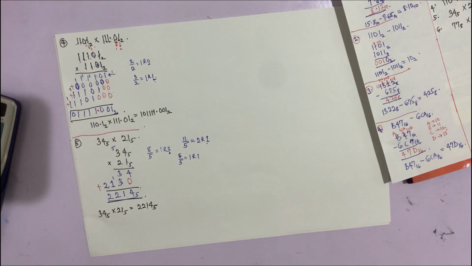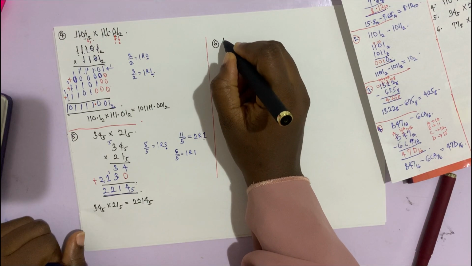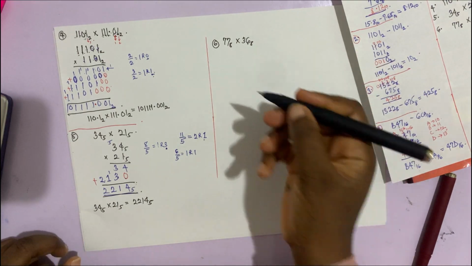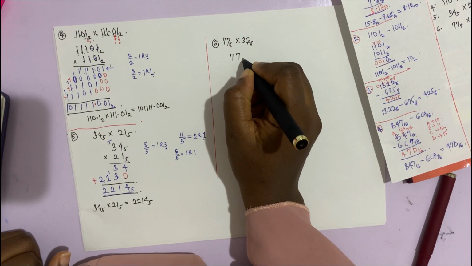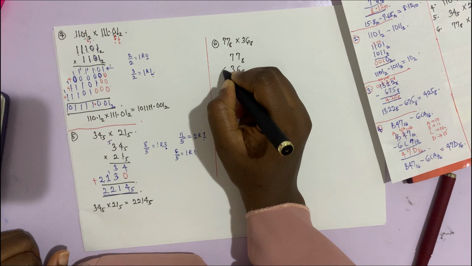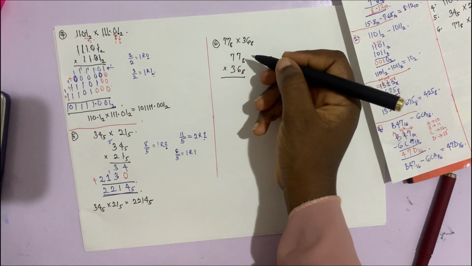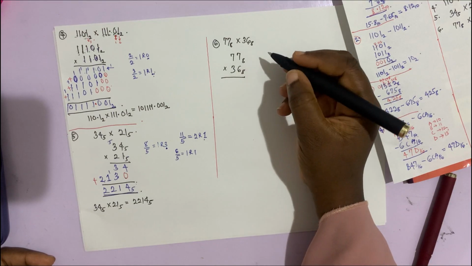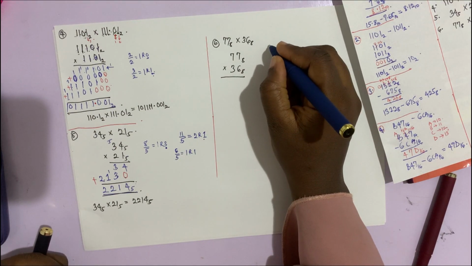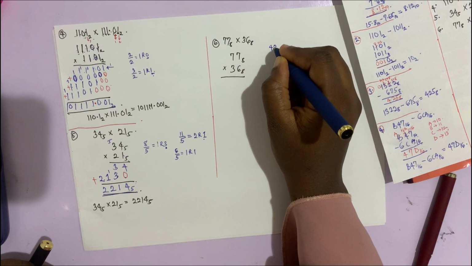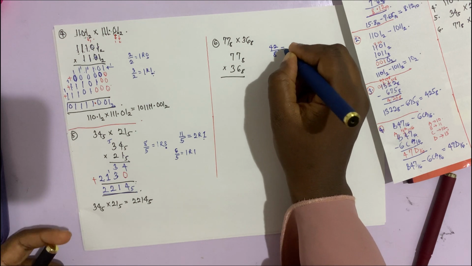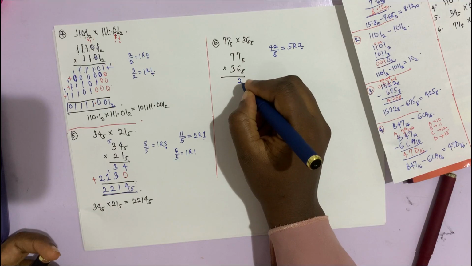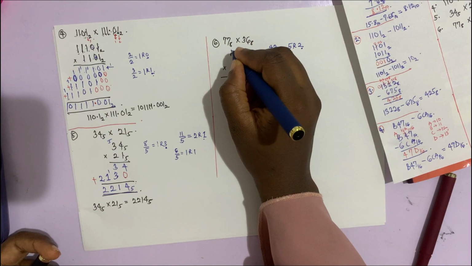And finally, for the last question, we are asked to do 77 base 8 times 36 base 8. So 77 base 8, 36 base 8, we are multiplying it. So 6 times 7 is 42. 42 is obviously greater than the base, which is base 8. So what do we do? We write 42 divided by 8, and that is 5, remainder 2. So we write the remainder 2, we carry on the 5.